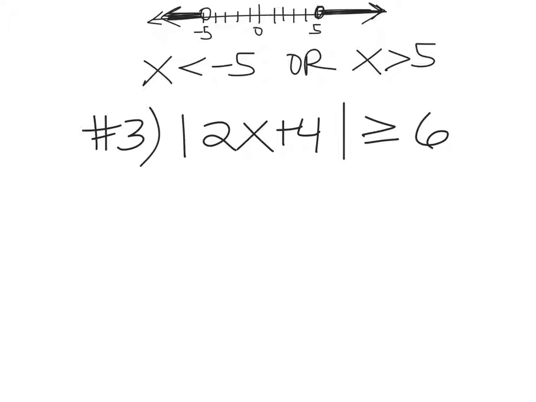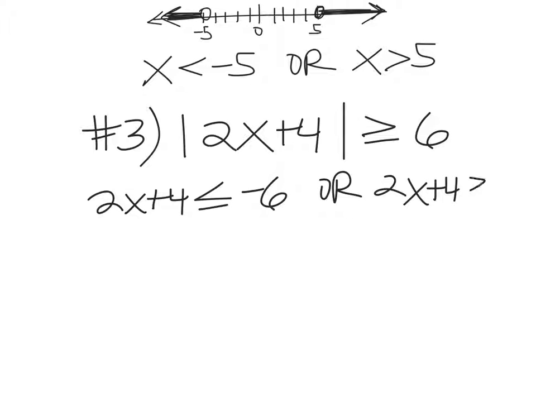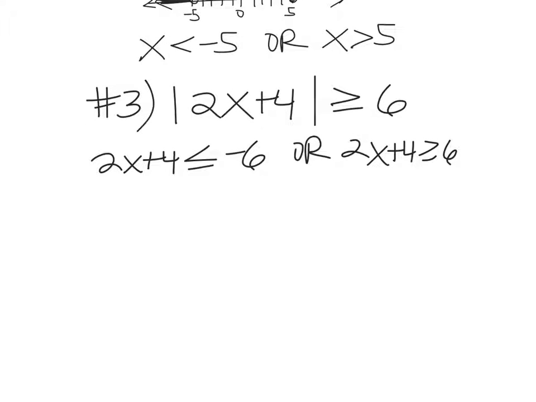Okay? So that's two things. I need to say that 2x plus 4 can be less than or equal to negative 6. Do you see how I flipped the sign for the negative 6? The sign was going this way. I flipped it. It has to be less than or equal to negative 6, or 2x plus 4 has to be greater than or equal to positive 6. Okay? Once you have that, it just brings us back to what we did a couple days ago when we did our compound inequalities. All right, so subtract 4.